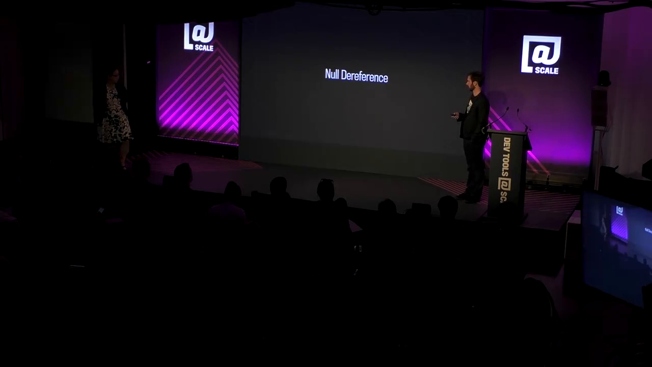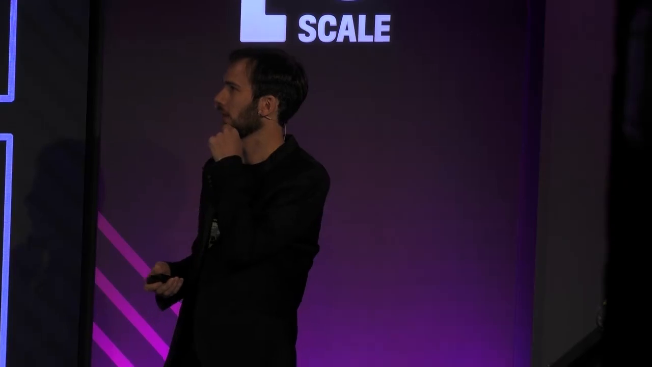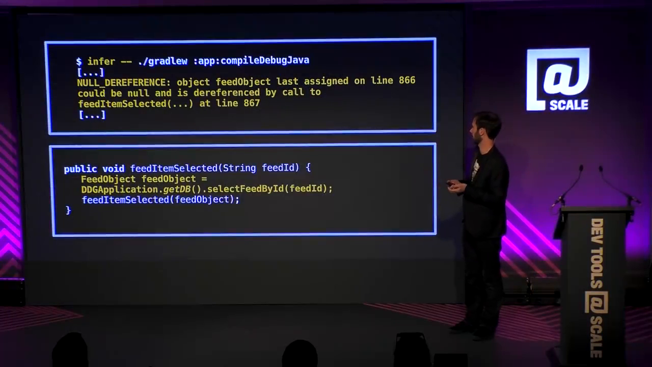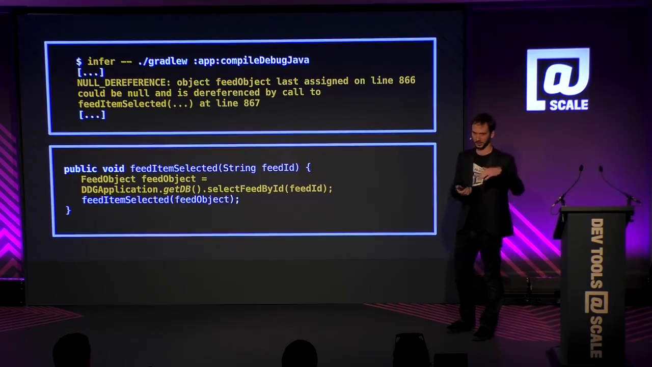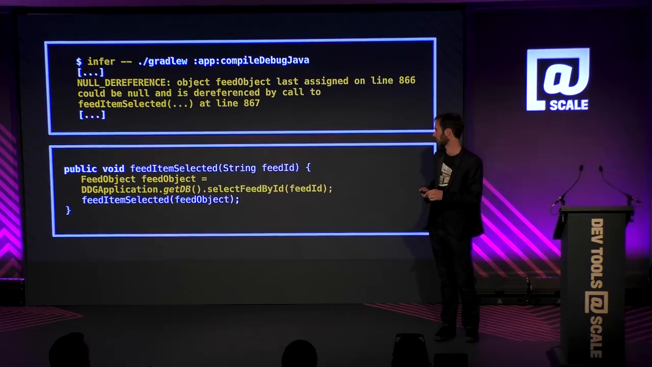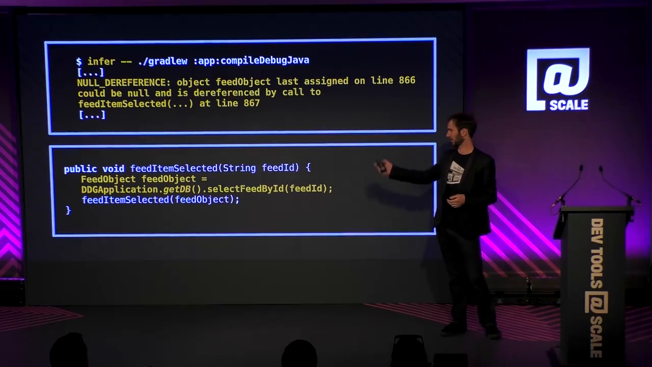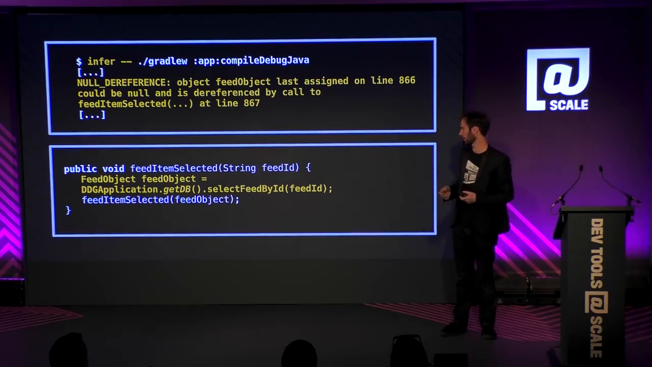Let's dive into another example, this time that spans multiple procedures. So here's another bug Infer found. It's another null reference. There's some object that's assigned on some line, and Infer found that it could be null, and that it's dereferenced by another method call. So it's actually all in a simple two-line function, but it calls other methods.